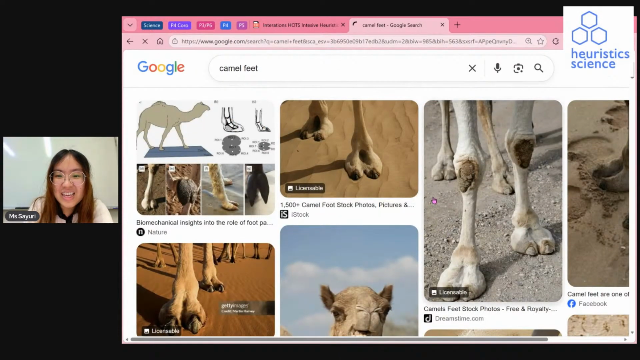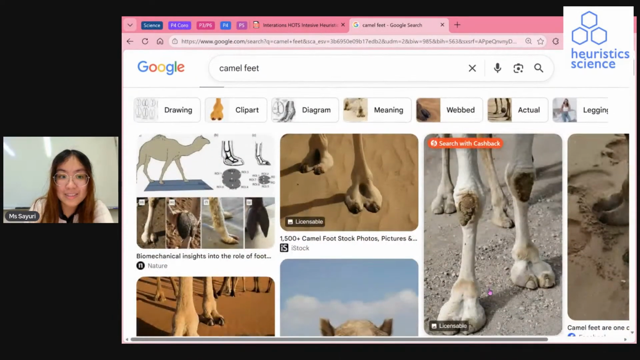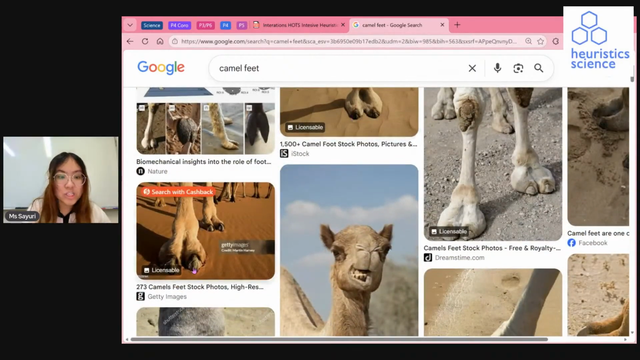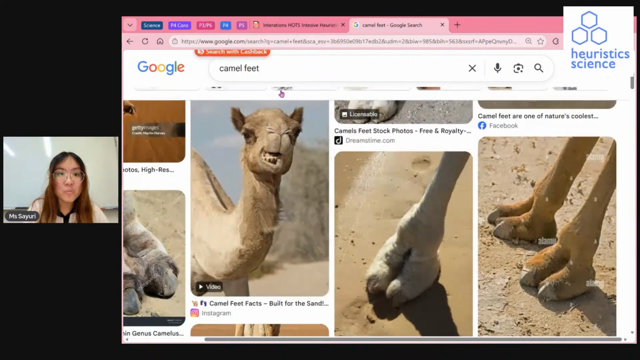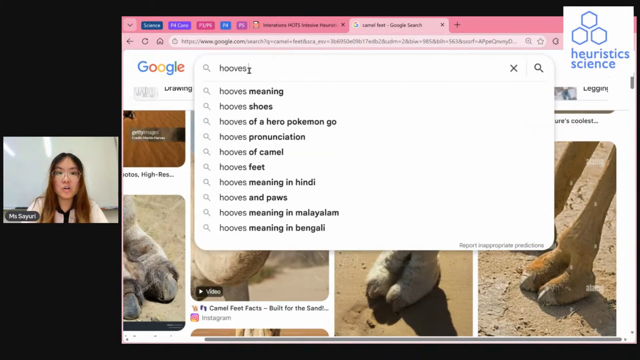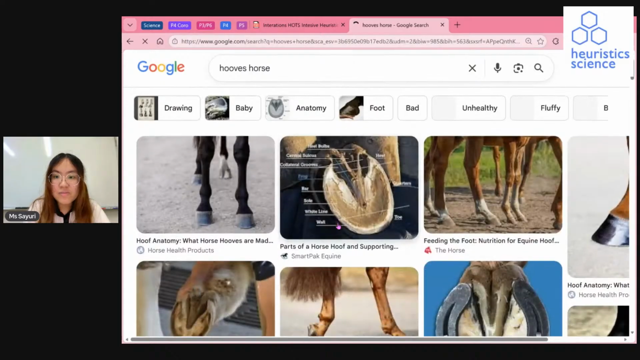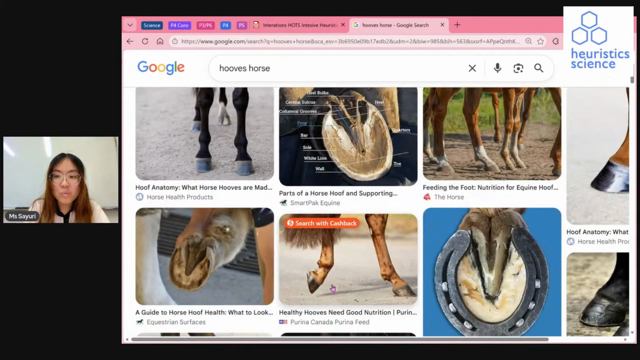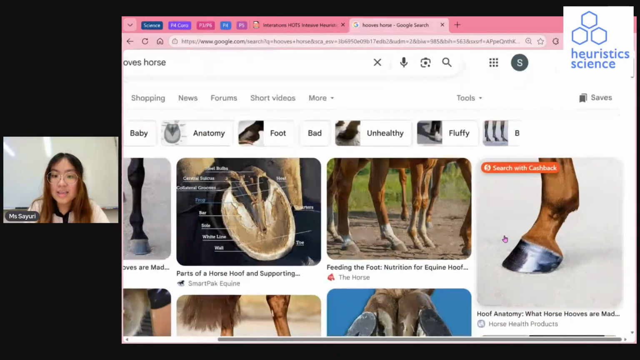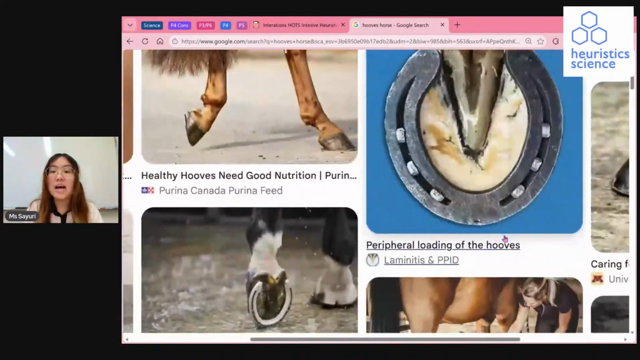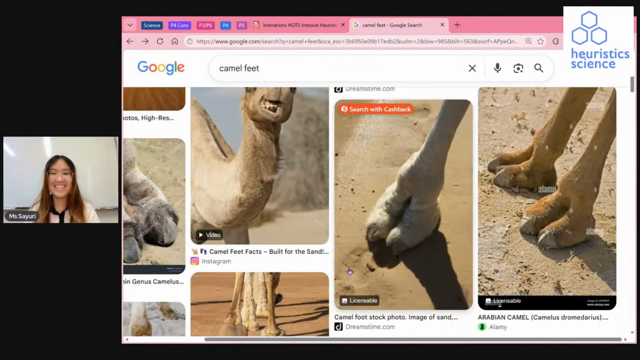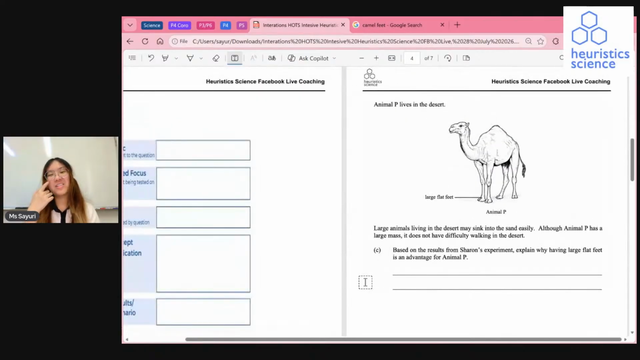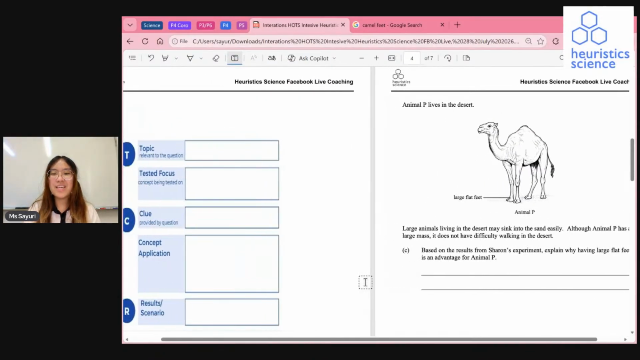Okay, you see that? It is actually way wider. And it can still stretch out. And you just compare that to the hooves of a horse. They're very, very different. Can you see that? So if you bring a horse to the sand, they are not as well adapted to walk in the sand compared to a camel like this. So in this case, based on Sharon's experiment, having large flat feet is an advantage to P.